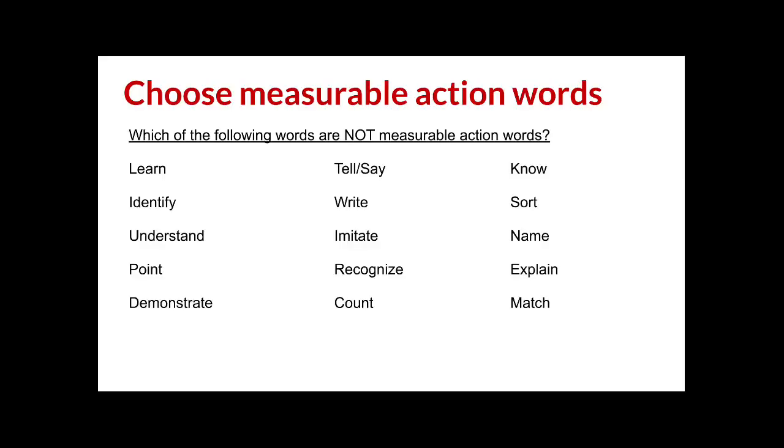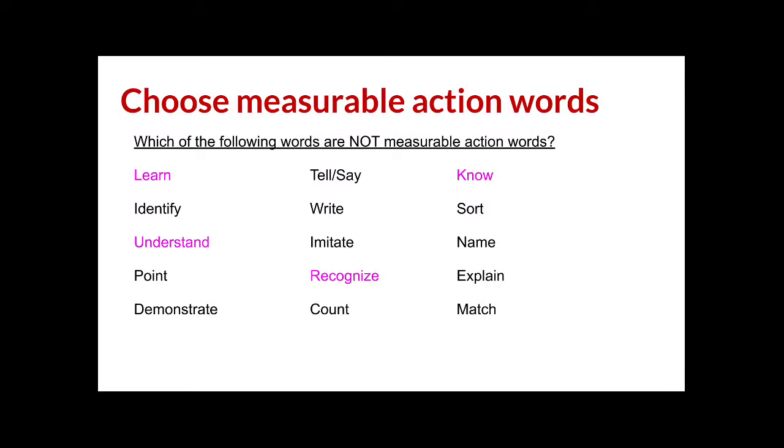So here are some verbs that have been used in writing objectives. So I want you to look at them and then to find out which ones are not measurable action words. There are 4 of them. So spend a few moments looking at it and thinking which words are not measurable. If you chose the words learn, understand, recognize, and know, then you are correct.